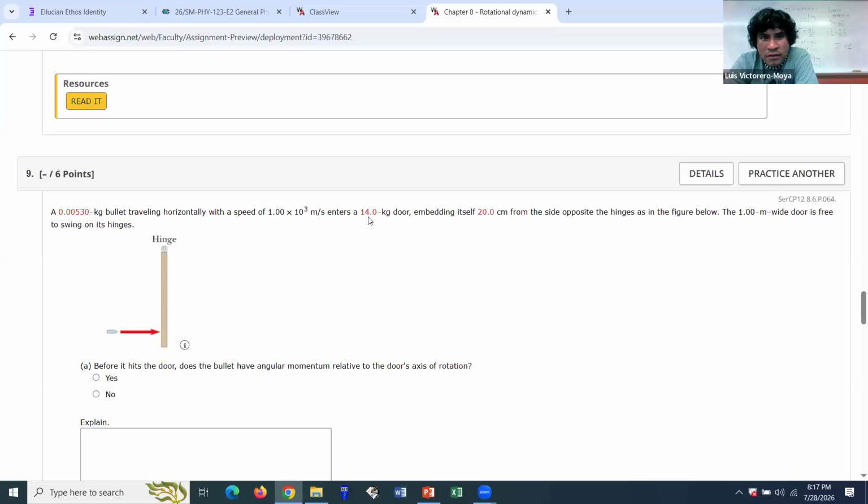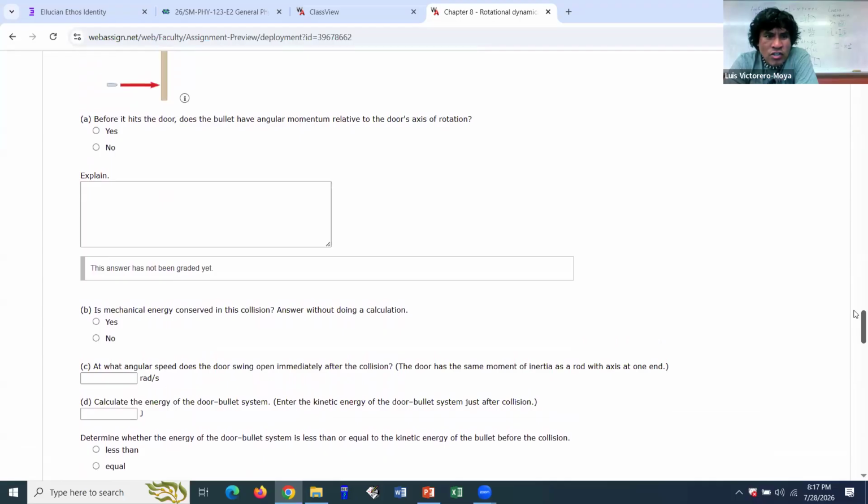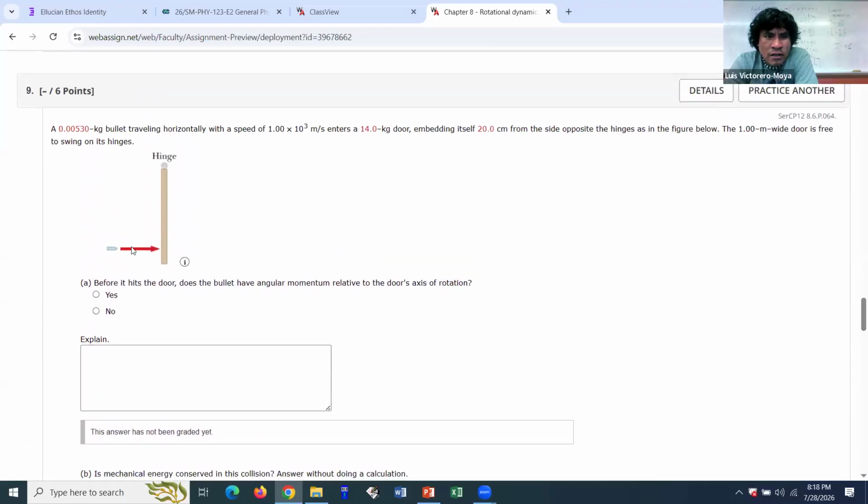They give you the mass of the door, the speed of the bullet, the mass of the bullet, and the bullet is gonna embed itself 20 centimeters from this side, so this is 20. The door is 1 meter long. And they ask you a few questions, right? For example, before the bullet hit the door, does it have angular momentum respect to this axis of rotation? And then they ask you to find the angular speed after the collision. So the bullet is gonna hit, and then they're gonna go all the way till here, right?